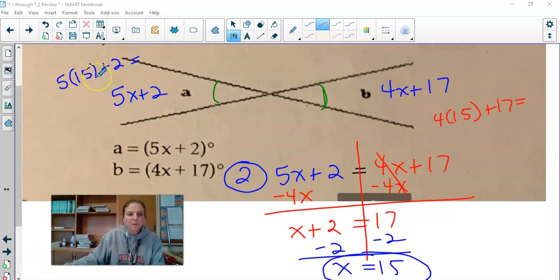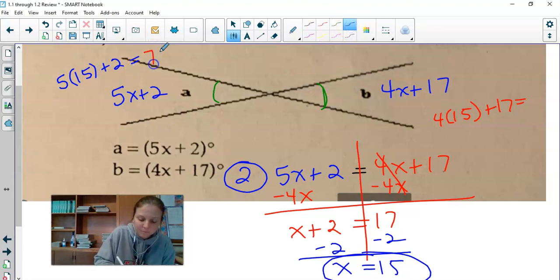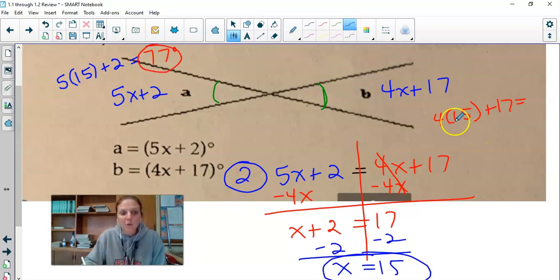So 5 times 15, I used a calculator, that's 75, plus 2 is 77. 4 times 15 over here is 60, plus 17 is 77. If you look at these and say, well, wait, they don't add up to 180. They're not supposed to. These are vertical angles, and they are congruent.